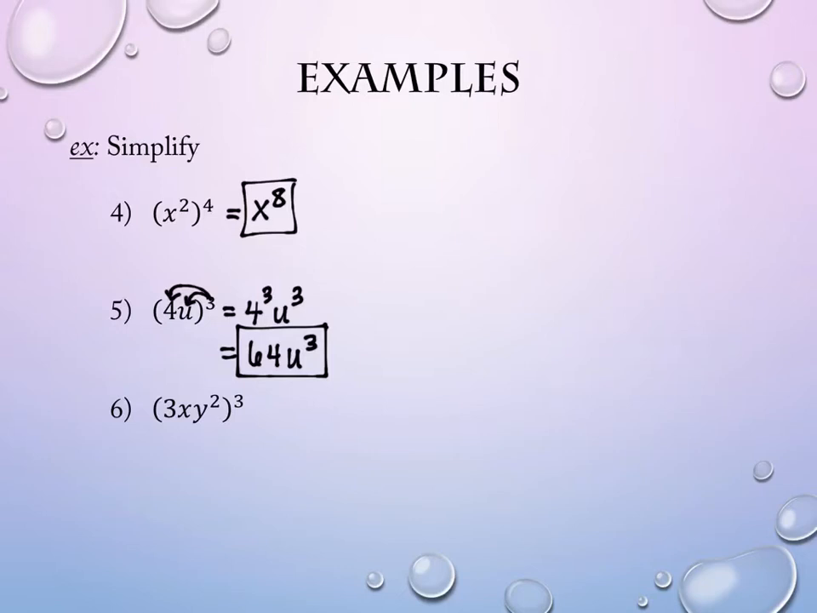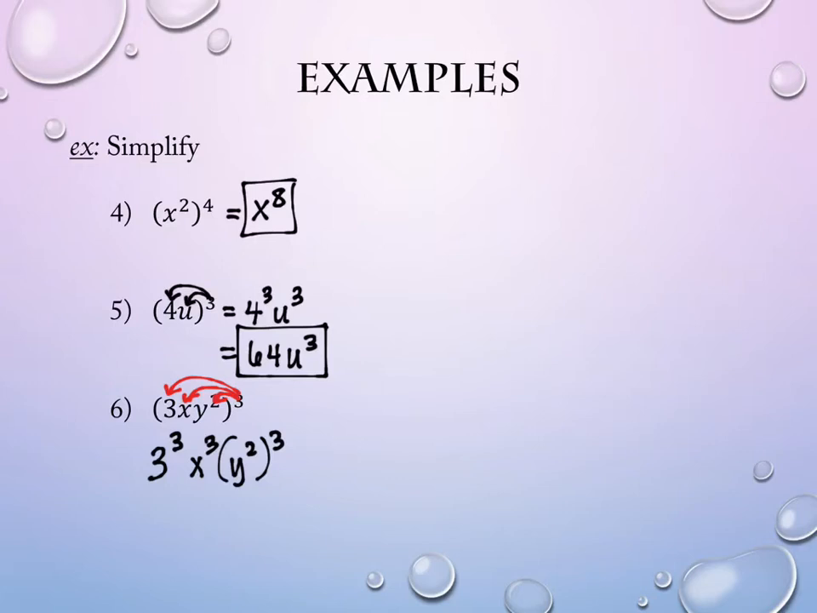All right, number 6. Now number 6 is actually two properties combined. You knew it was going to happen eventually, right? It's property number 4, like it just had, because I have multiple things inside with a power on the outside. But I also have an item inside, the y squared, that is then raised to the power of 3. So that's actually property number 3. So we're going to distribute the power to each of the pieces. If it helps you to think about it, you can write it out: 3 cubed, x cubed, and then y squared cubed. That's really what we're doing.